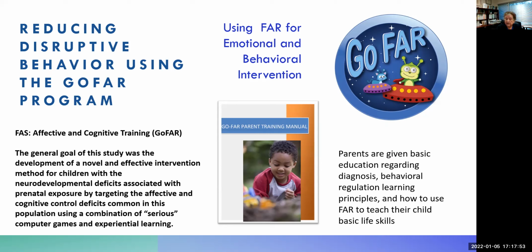And we developed a program that was somewhat analogous to the MILE program, but worked specifically with parents. And we also incorporated a serious computer game to allow children to learn GoFar and develop skills through this computer program, which they all loved. We found that the children who had GoFar and who learned FAR demonstrated significant improvement in their behavior.